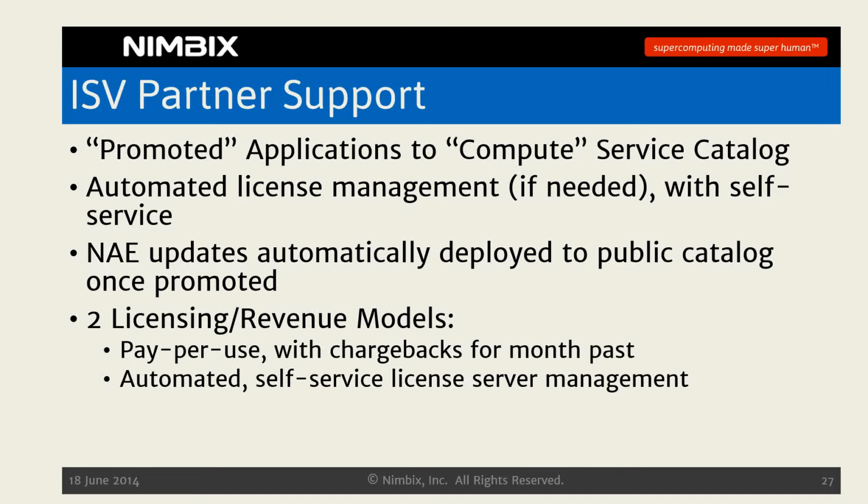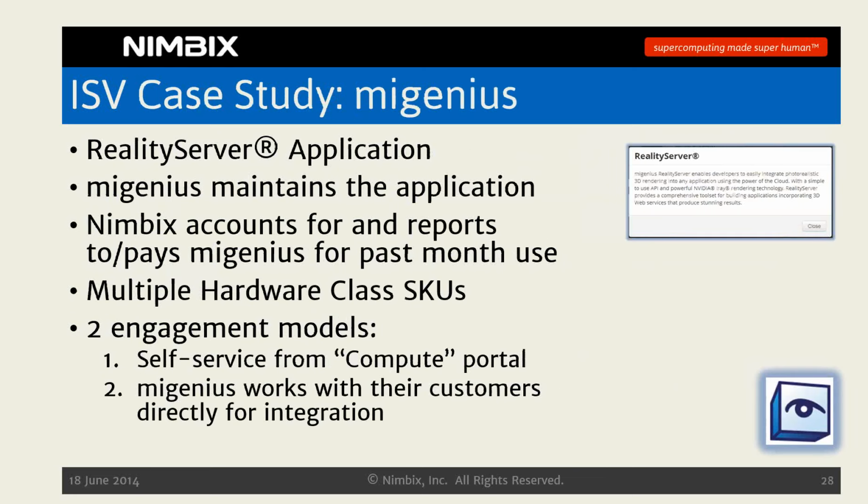Here's an example of how we support ISVs. Basically, if you develop your own application, you want to be an ISV, you can promote it to our service catalog. We provide automated license management with self-service if you need that. You can update the NAE and it's automatically deployed once you've saved it. And we have a number of licensing and revenue models that you can use. We can either pay you with chargebacks if that's your preference, or we can provide automated self-service license management to both you and your customers.